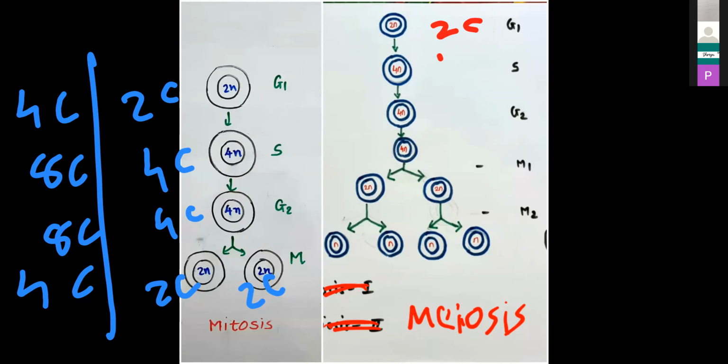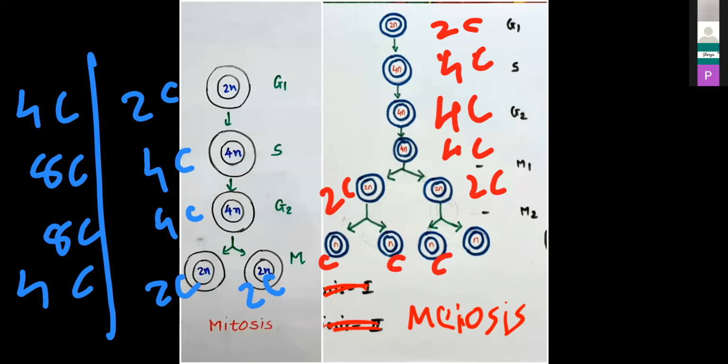What will be exactly? 4C, 2C, reductional division. और उसके बाद यहाँ पे C. This is the status of genetic material in the daughter cell if it is meiosis division. ये आपके माइंड में क्लैरिटी आनी चाहिए ये मैटर की, जो अभी मैंने आपको एक्सप्लेन किया.